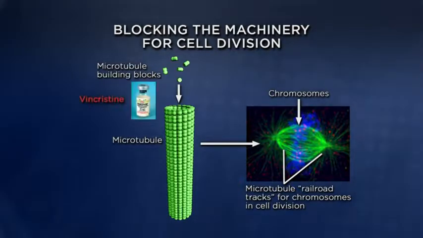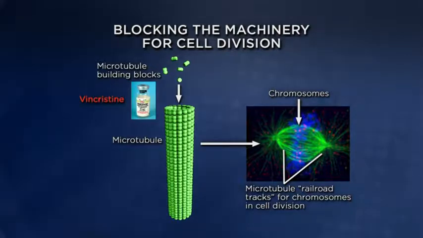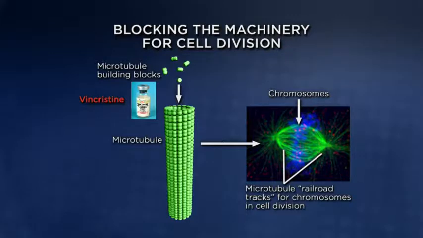So what vincristine does, and there are a number of other drugs that do, this comes from the periwinkle plant. It's a natural product. And it was used for a long time, over a century, in therapy, not chemotherapy for cancer, but for other purposes. Drugs like this were used, but we had no idea how they work. And this particular drug stops the microtubules from being made. And if it stops them from being made, no railroad track, no chromosome movement, no cell division.